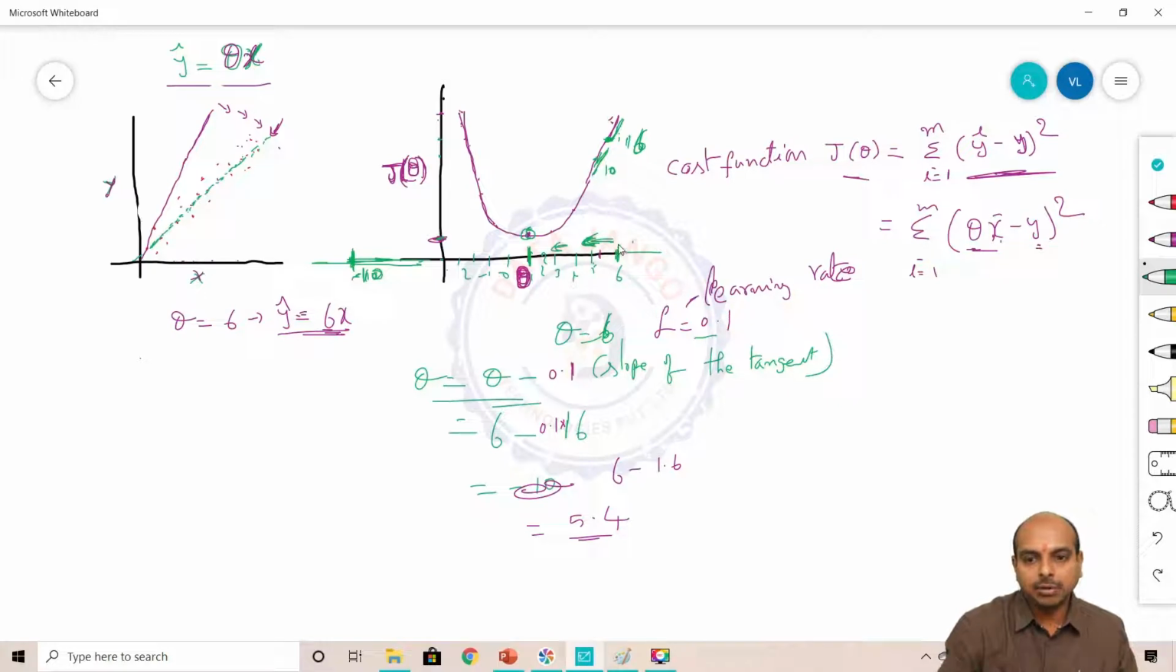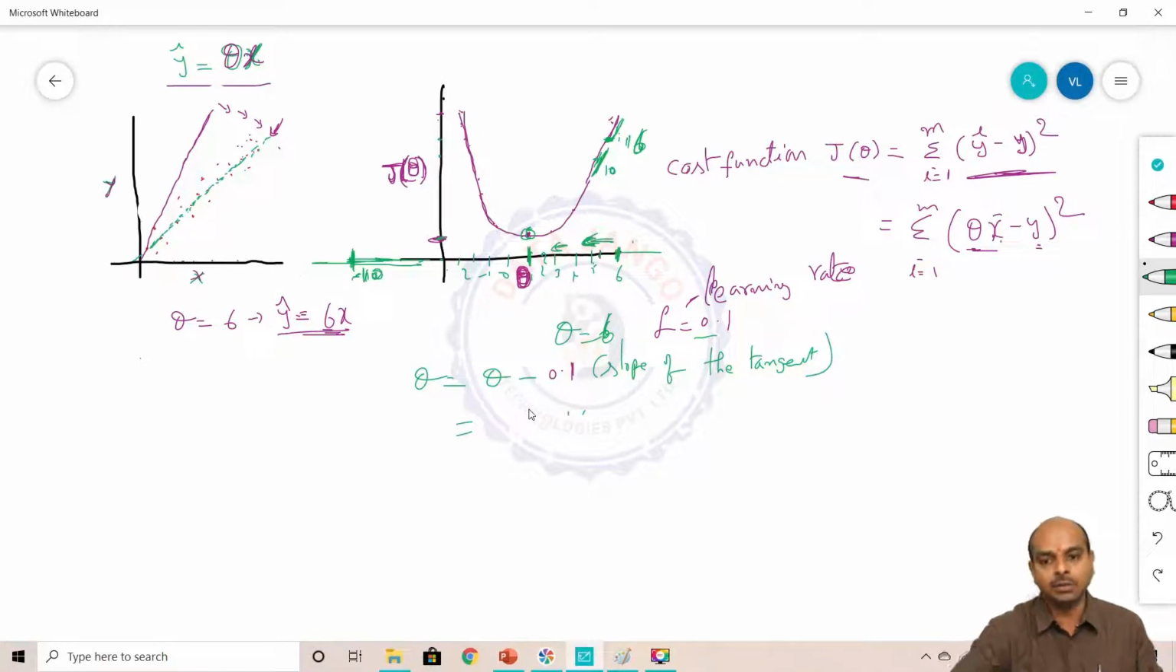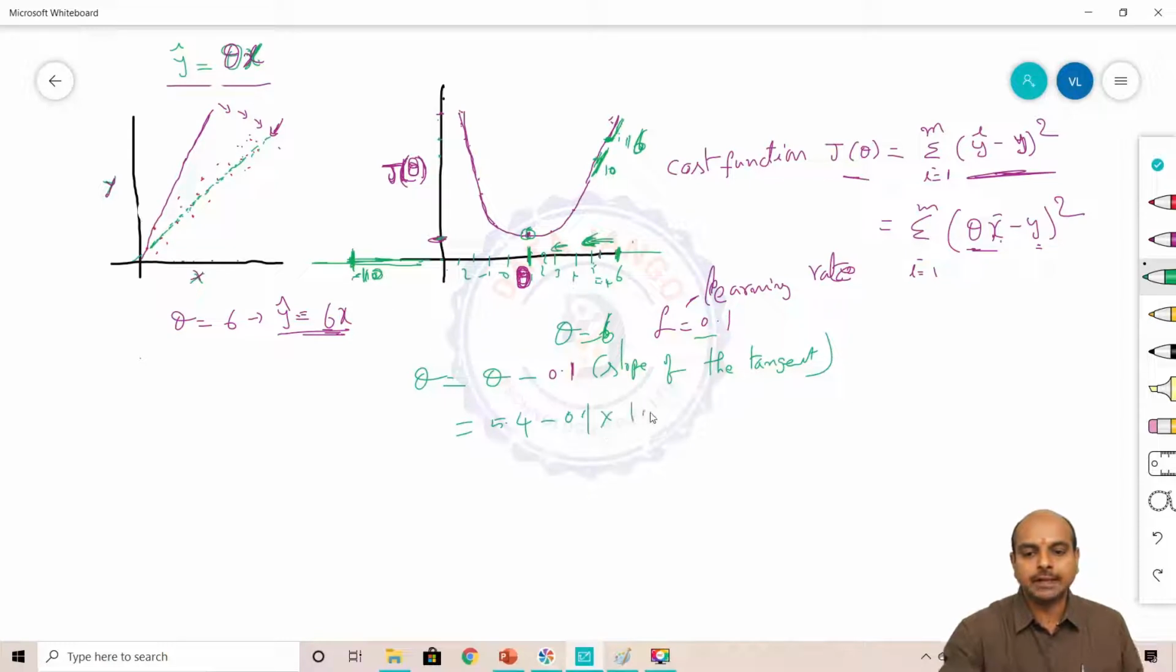So here we moved from 6 to 5.4. Think that the slope is 10. What is the next theta formula? Theta is equal to theta minus 0.1 into slope. The current theta is 5.4, so 5.4 minus 0.1 into 10. It is 5.4 minus 1, which is equal to 4.4. So it moved from 5.4 to 4.4, somewhere here. So it again moved.